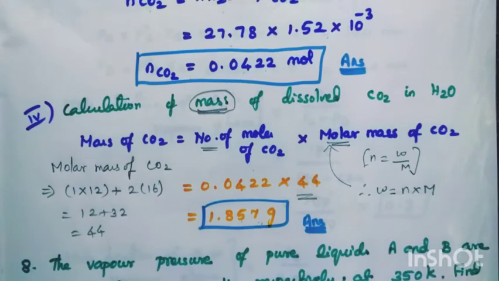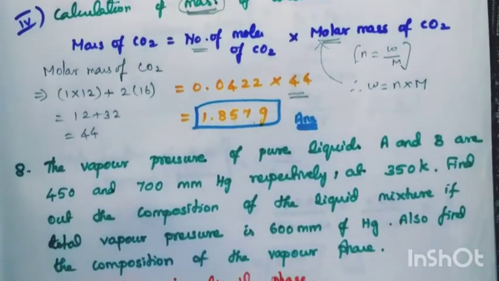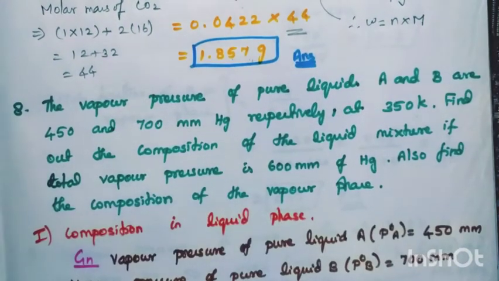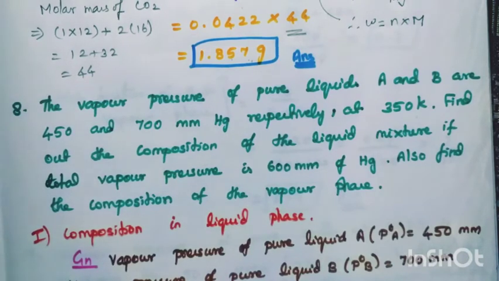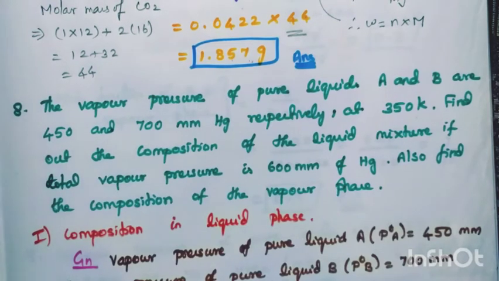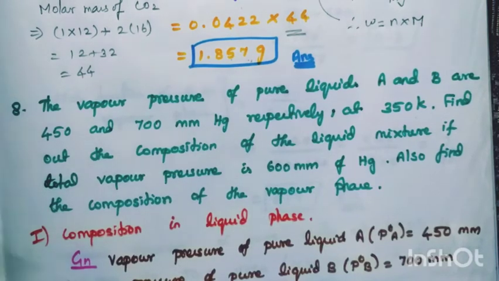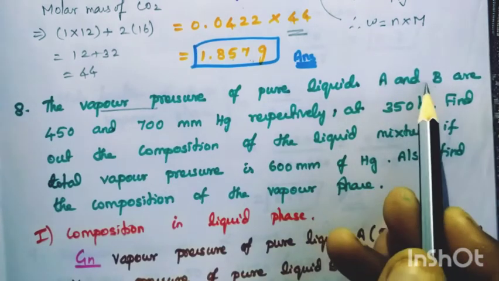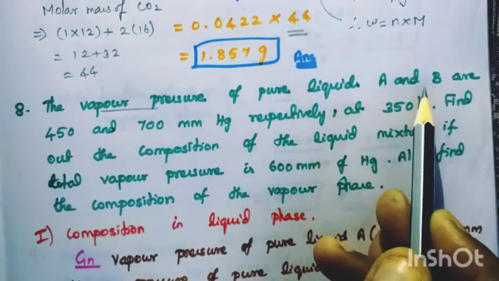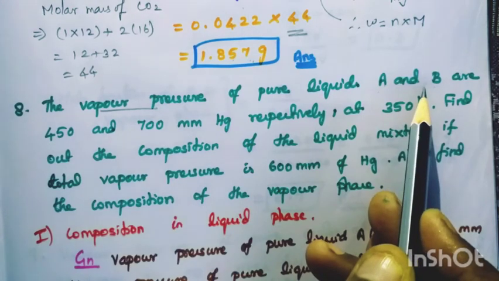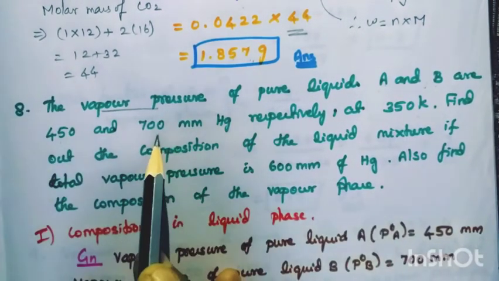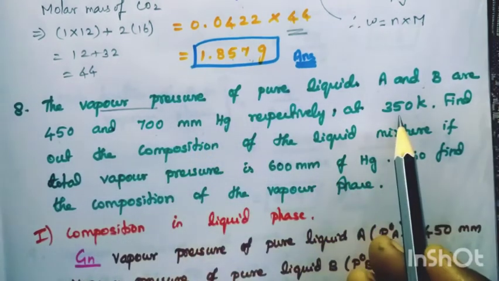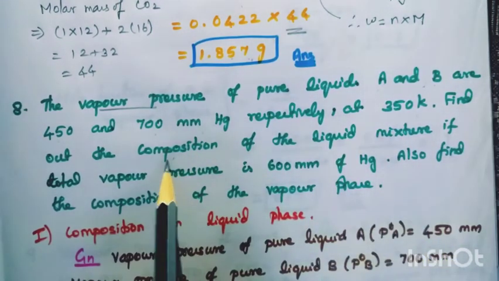Next one, 8th problem, that is the vapor pressure of pure liquids. Mole fraction can be written in the liquid as well as in the vapor phase. In liquid, it is represented in number of moles, but in vapor phase, it is represented as partial pressure. So now, the vapor pressures of pure liquid A and liquid B, that means two liquids are there, are 450 and 700 mm at 350 Kelvin. Find out the composition.